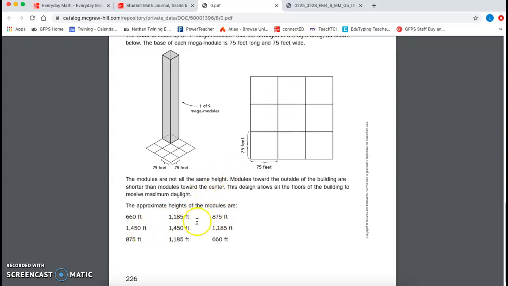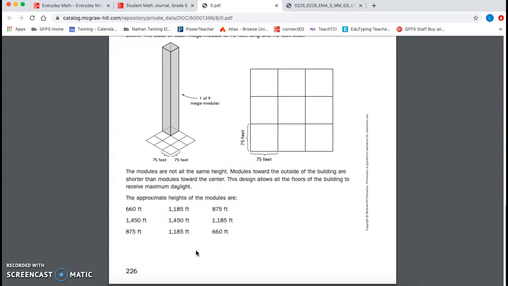Now you have to do that with all 9 of these, and then you have to take all 9 of the totals. Okay, so you do 75 times 75 times 660. You write that down. You take 75 times 75 times 1,185. You write that down. You do 75 times 75 times 875. You write that down. And then after you go all the way through and you do all of these 9, you have 9 different pretty big numbers. You add all 9 of those numbers together.